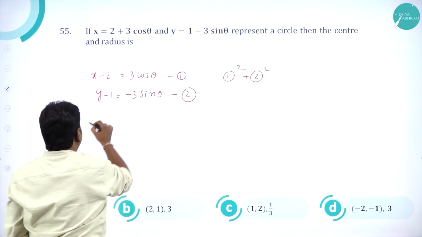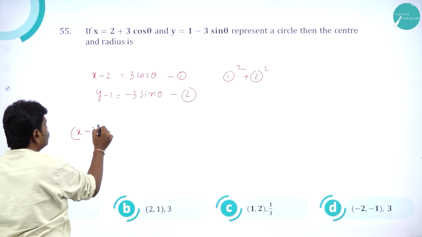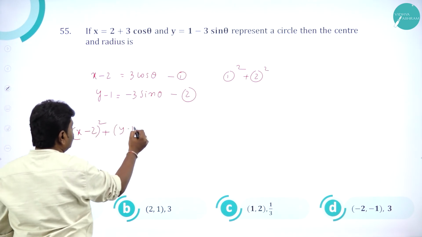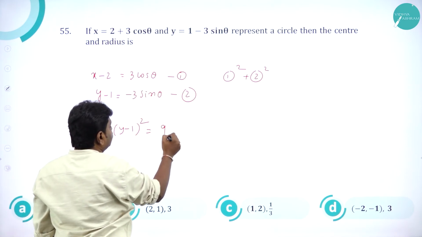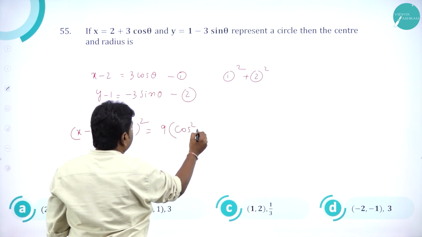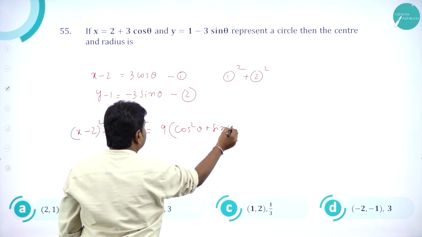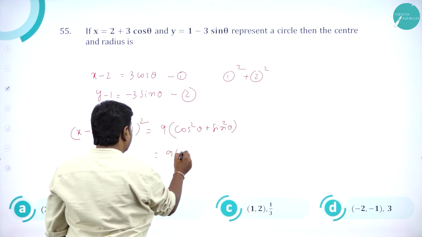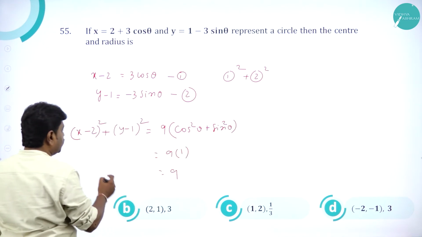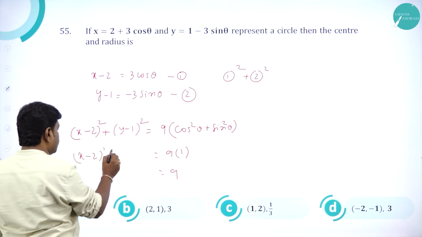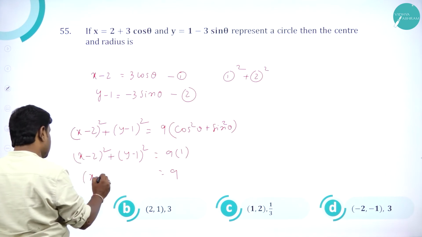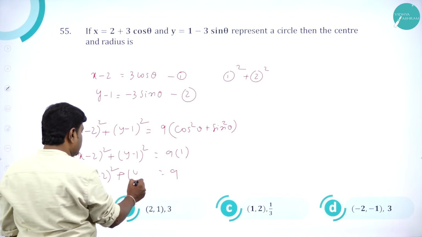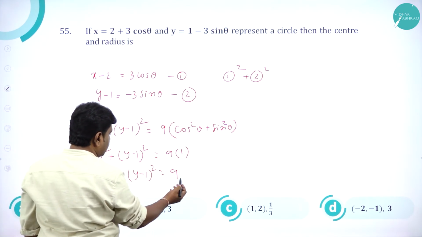When I square and add, LHS becomes x minus 2 the whole square. Here LHS becomes y minus 1 the whole square. When I square, this becomes 9 cos square theta, and this becomes 9 sin square theta. I will take 9 common, so 9 times cos square theta plus sin square theta. Then 9 into 1 is 9. So now x minus 2 the whole square plus y minus 1 the whole square is equal to 9.